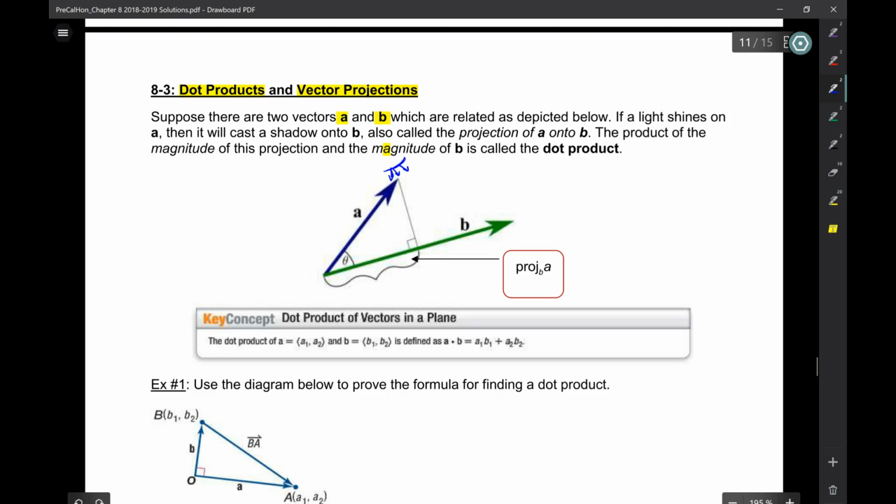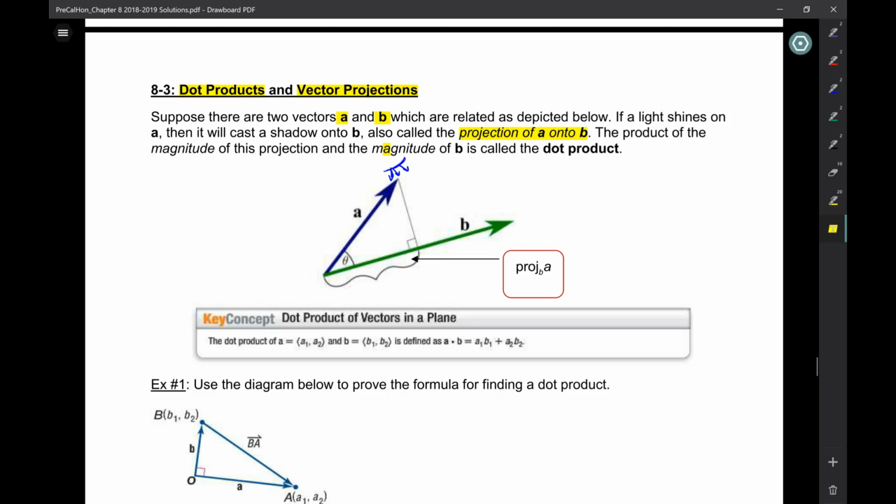Now, this shadow is called the projection of A onto B. So I'm literally holding a flashlight like this here. It's perpendicular to this, but you don't have to worry about that. And then there's a shadow cast here. That length of shadow is called the projection of A onto B, and this is how we write it. Projection of A onto B.